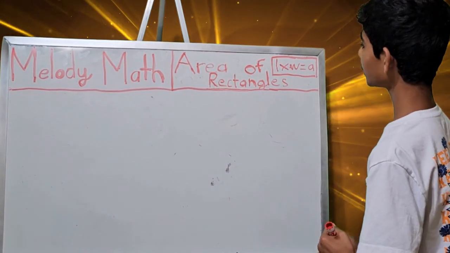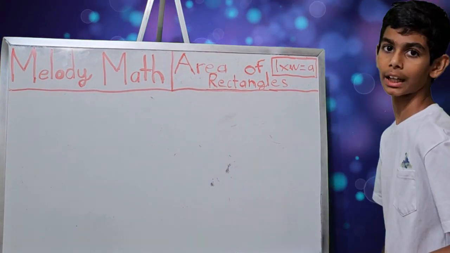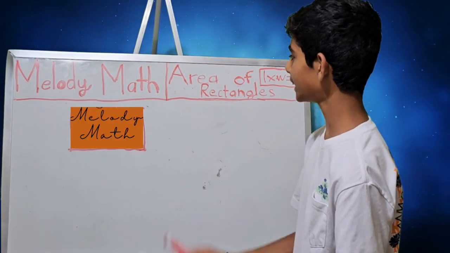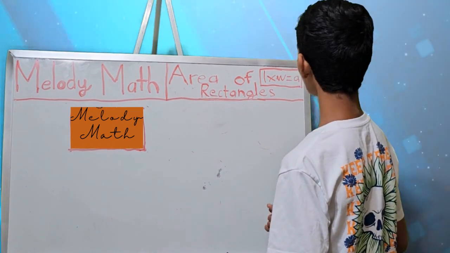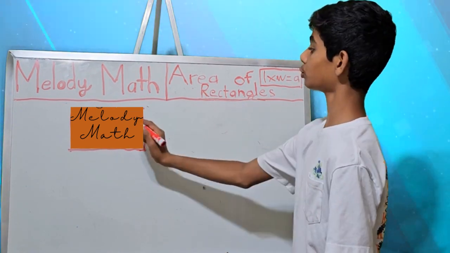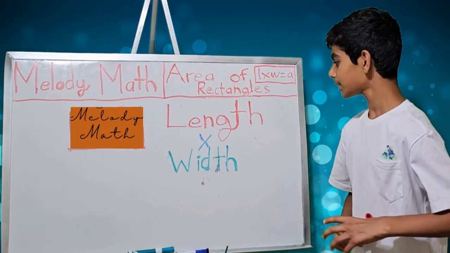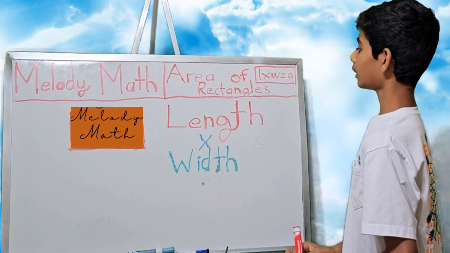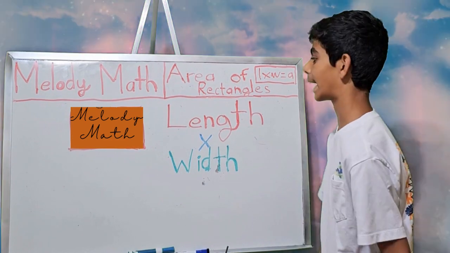Today, I'm going to be teaching you how to find the area of rectangles using this formula. So, let's get started. Okay, so as you can see, magically a rectangle has appeared. Now the formula to find the area of this is this. So, this is the formula, length times width. And this is what we use to find the area of a rectangle.